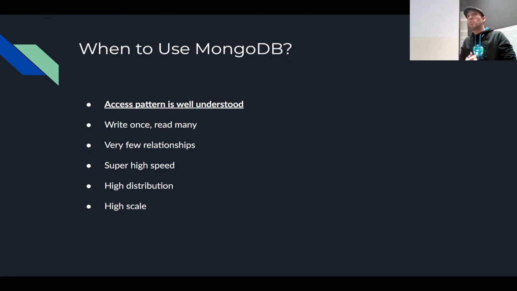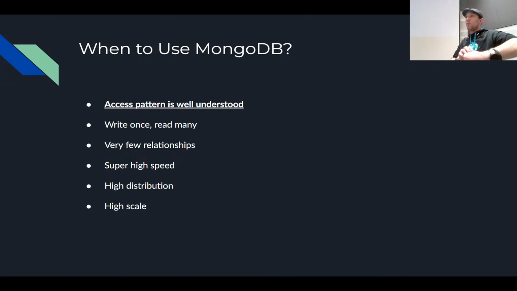Also, if you need super high speed, MongoDB is fast, especially for reads. It is crazy fast if you model your data correctly, if you know your access patterns to model your data correctly, okay? Also, if you need to distribute your data widely, MongoDB is good at that.